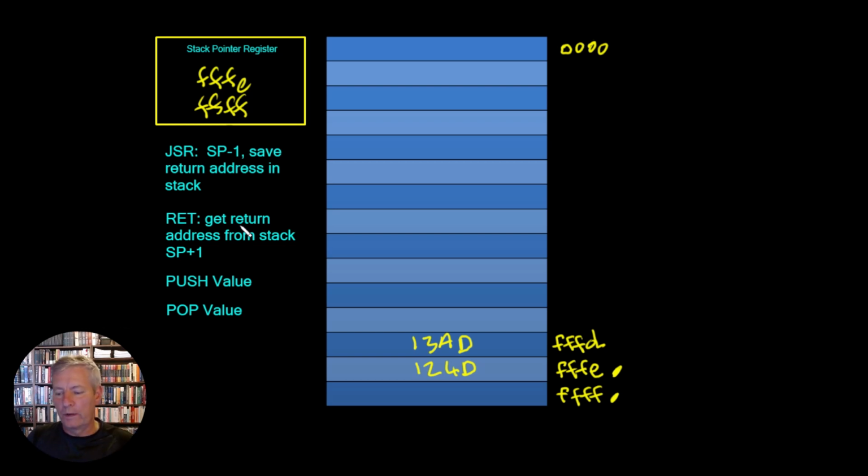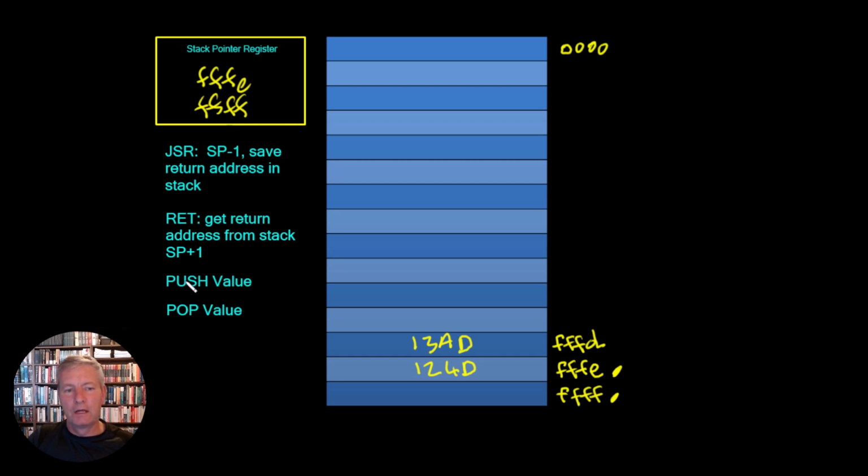Now, let's say we aren't actually doing that. We aren't jumping to subroutines, but we want to use the stack just to store information and retrieve information. We can do that using another two commands: the push and the pop. The push command pushes values onto the stack, and the pop command pops values off of the stack. So push onto the stack, pop off of the stack. Those are going to work the same way as we've seen with the jump to subroutine.